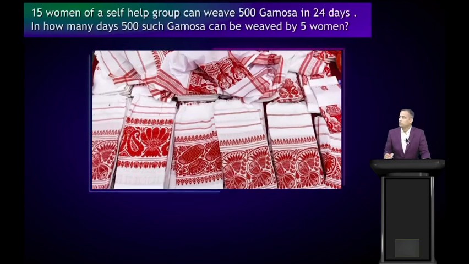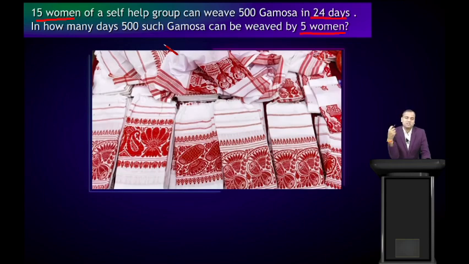15 women of a self-help group can weave 500 gamosas in 24 days. In how many days can 500 such gamosas be woven by 5 women? Okay, so here we have to check what is given to us. It is given the number of women and number of days. Now another number of women is given, but the number of days is not given to us.